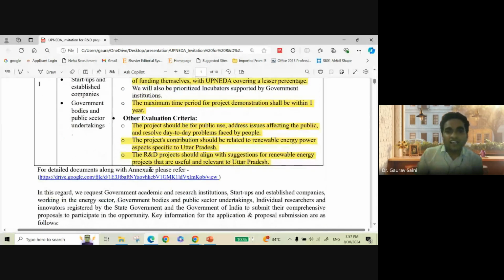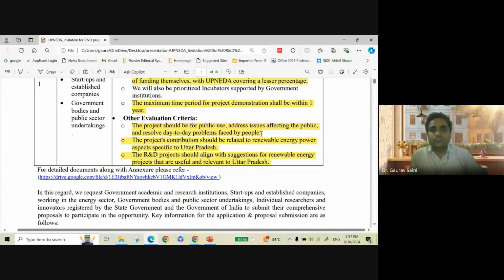Other things are like the project should be for public use. That is not applicable for a certain specific period of time or certain kinds of people. It should be for public use, address issues affecting the public and resolve day-to-day problems faced by the people. If these things are reflected in your proposal, it is considered effectively and is more desirable.